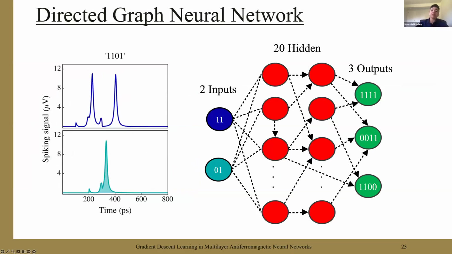In order to build a neural network that does use the unique properties of AFM neurons, we alter the design of the hidden layer. In this new neural network, the hidden layer takes the form of a directed graph. Hidden neurons are randomly connected to other hidden neurons in such a way that the neural network remains in a feed-forward design, meaning there's no looping or backwards connections. So the signals always travel towards the outputs.